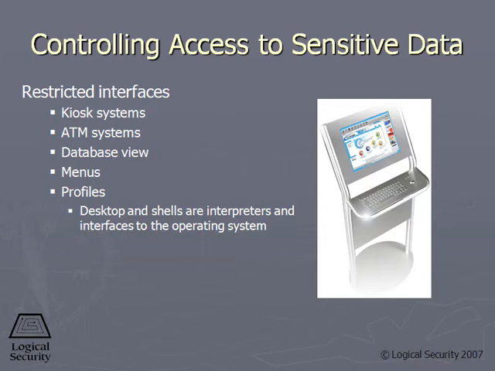So other ways of controlling access would be like a profile that we talked about, setting up what a user can and can't do. There are a lot of different ways that are used within the models that we talked about to control what subjects can do with objects.